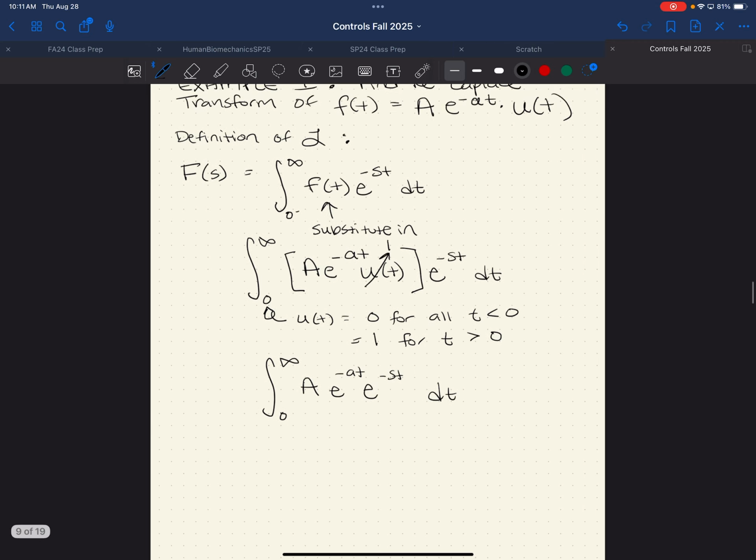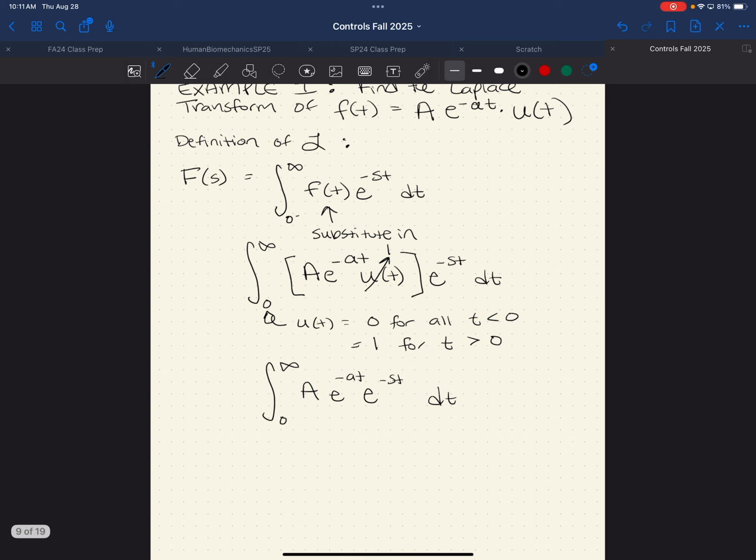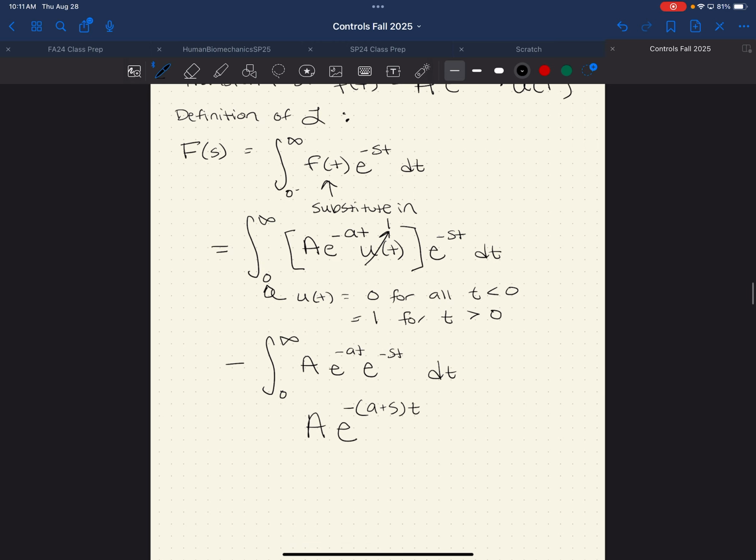When two terms multiply that have exponents, what do you do with the exponents? You add them, right? And these have these weird negatives, so I'm going to take out the negative. I'm going to factor out the t, and we just have a plus s, or s plus a. They're both negative. I'm going to add in my equals here.